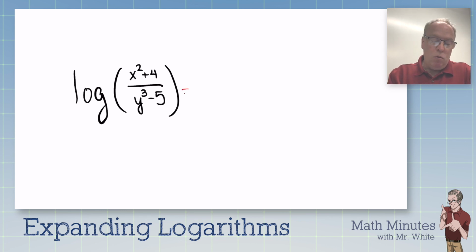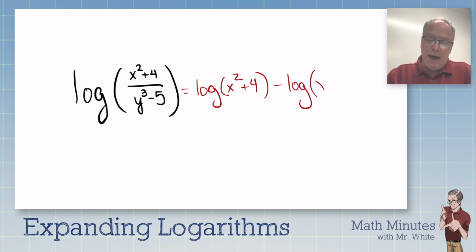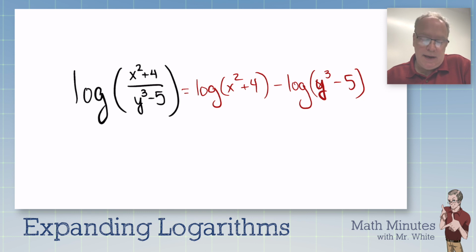So all we can do with this problem, folks, is split it into log of x squared plus 4 minus log of y to the third minus 5. Now you're thinking, now wait, Mr. White, wait. I see exponents. Can't we throw those out front? No, because this is a single factor.